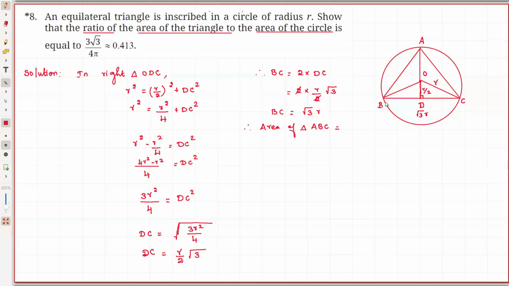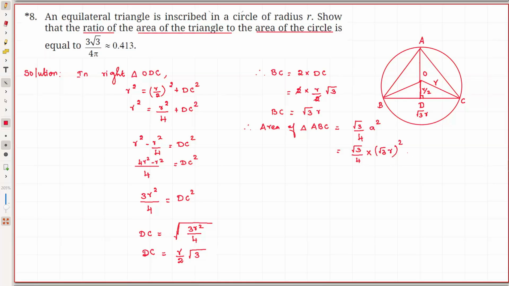Now come to the area of the triangle formula. We know that this is an equilateral triangle, so we can apply root 3 by 4 a square, where a is nothing but the side. Now we are just applying the formula: root 3 by 4, and the side value we are getting is root 3 r, the whole square. Now just simplify it and we'll get the area of the triangle.